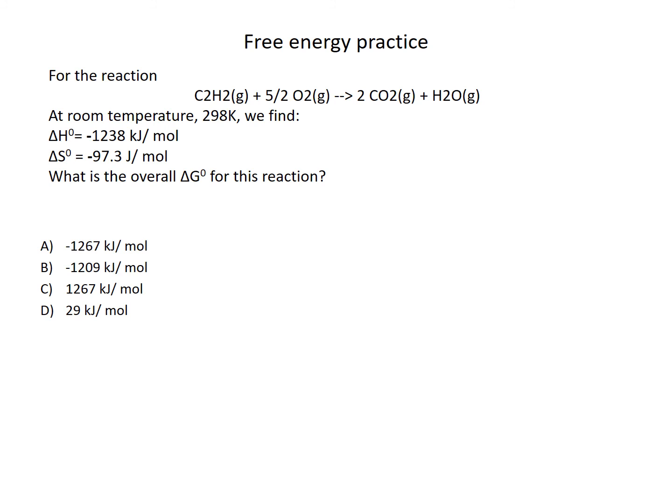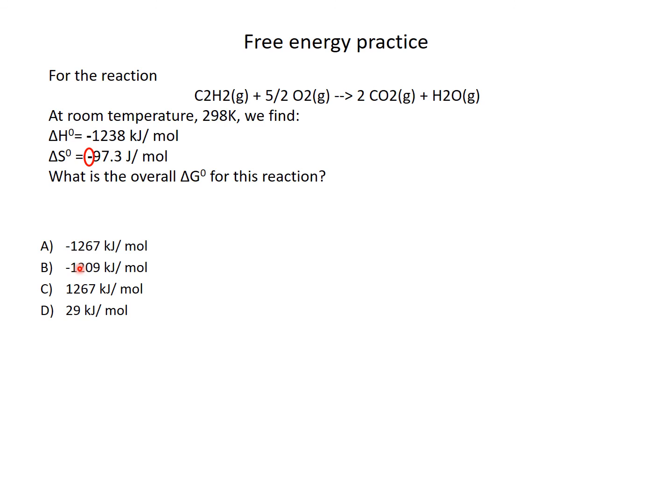Okay, here is another practice question. Please pause for a while to do your calculation. And the answer is B, negative 1209 kilojoule per mole. So is this reaction favorable? Yes, because delta G is negative. But you can see the delta S has a negative value, what does it mean? It means there is a decrease in disorder.